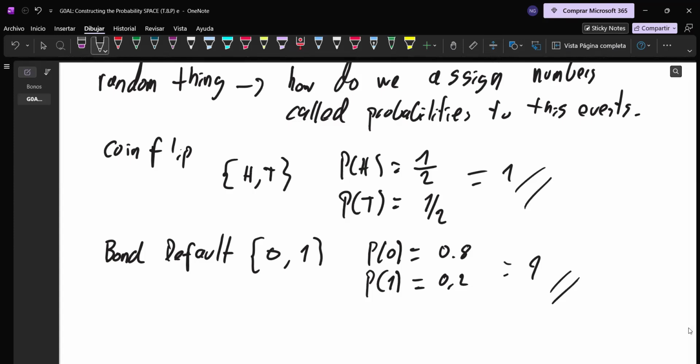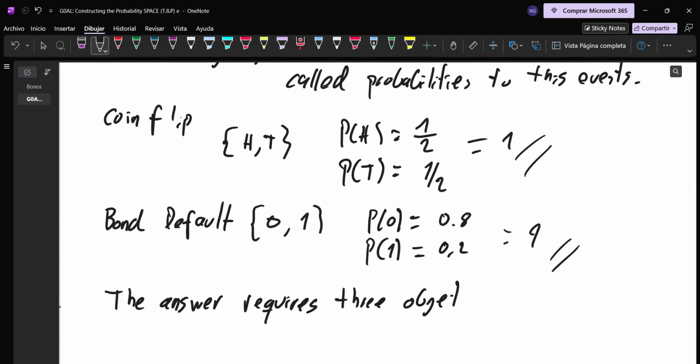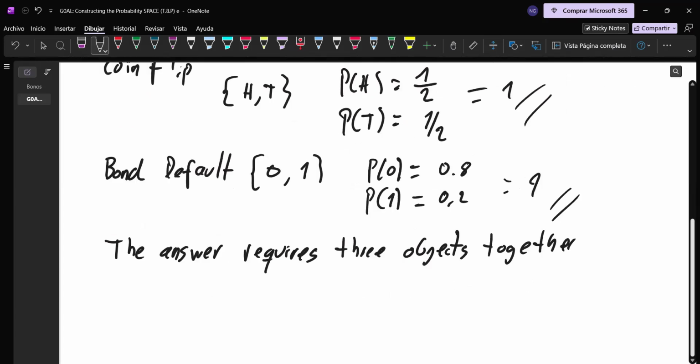This is the question. Okay, we need a structure to explain those things. And the answer requires three objects together, and this is the probability space. This is the thing.